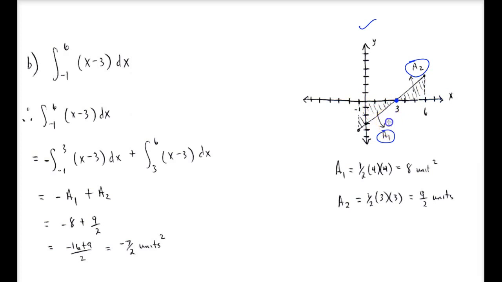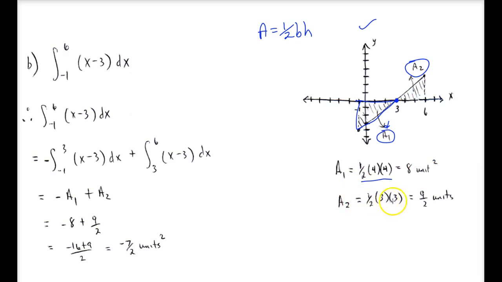So we need to look at the area A1, and from 3 to 6, we need to look at the area A2. For this triangle, we see that the width, or base, is 4 units. And the height, if we keep going down, is 1, 2, 3, 4 units as well. So for the area A1, we just get 1/2 times 4 times 4, because we know the area of a right triangle is 1/2 base times height. And we end up getting 8 square units there.